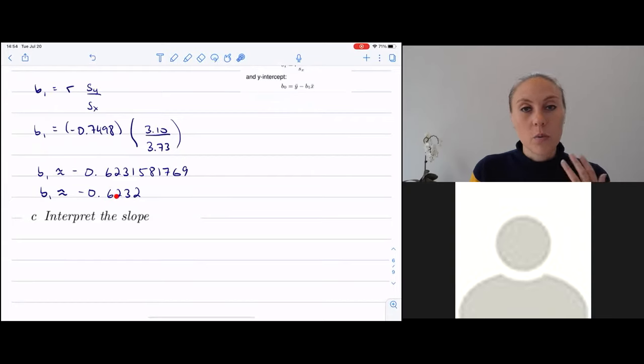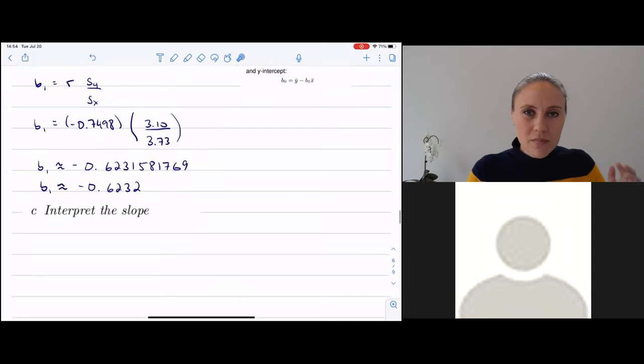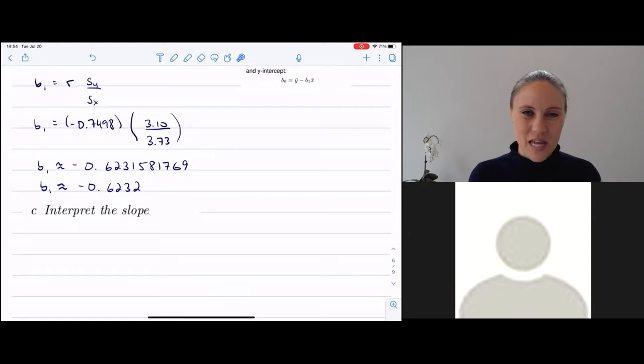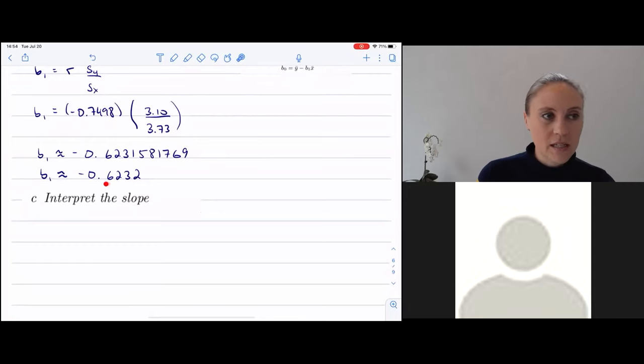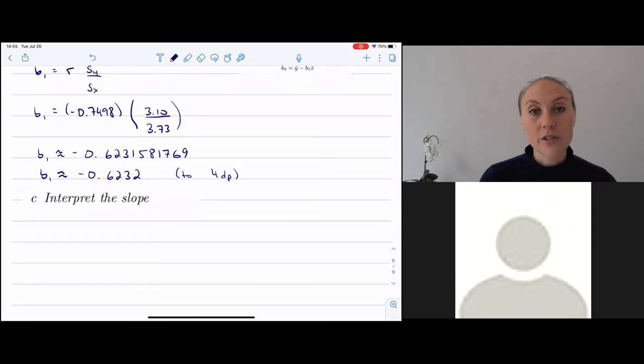We've got a negative slope, which looks good, right? We want it to be negative because we have a negative relationship, right? And that's going to come from the negative correlation, which ultimately came from a negative covariance, right? Because the standard deviations themselves have to be positive. You can't have negative spread, right? And so the standard deviations have to be positive. So now that we have the slope, negative 0.6232, and I'll just highlight that I went to four decimal places here. We can interpret the slope.